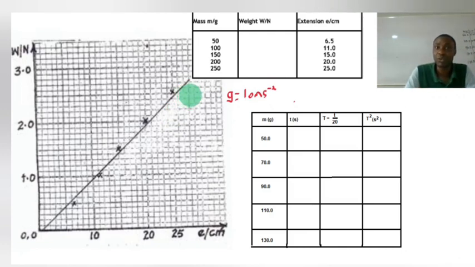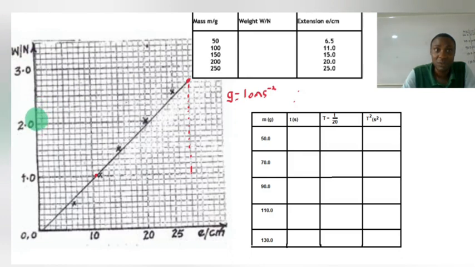So we're going to take points on this. Let me look for a favorable point. Let me take this point here. I'm going to trace it down to the x-axis. It's going to be on this point on the x-axis. This is a very beautiful point to use. To determine this point, I'm going to take the top value here. This is 2.0 newton, and this is 3.0 newton.